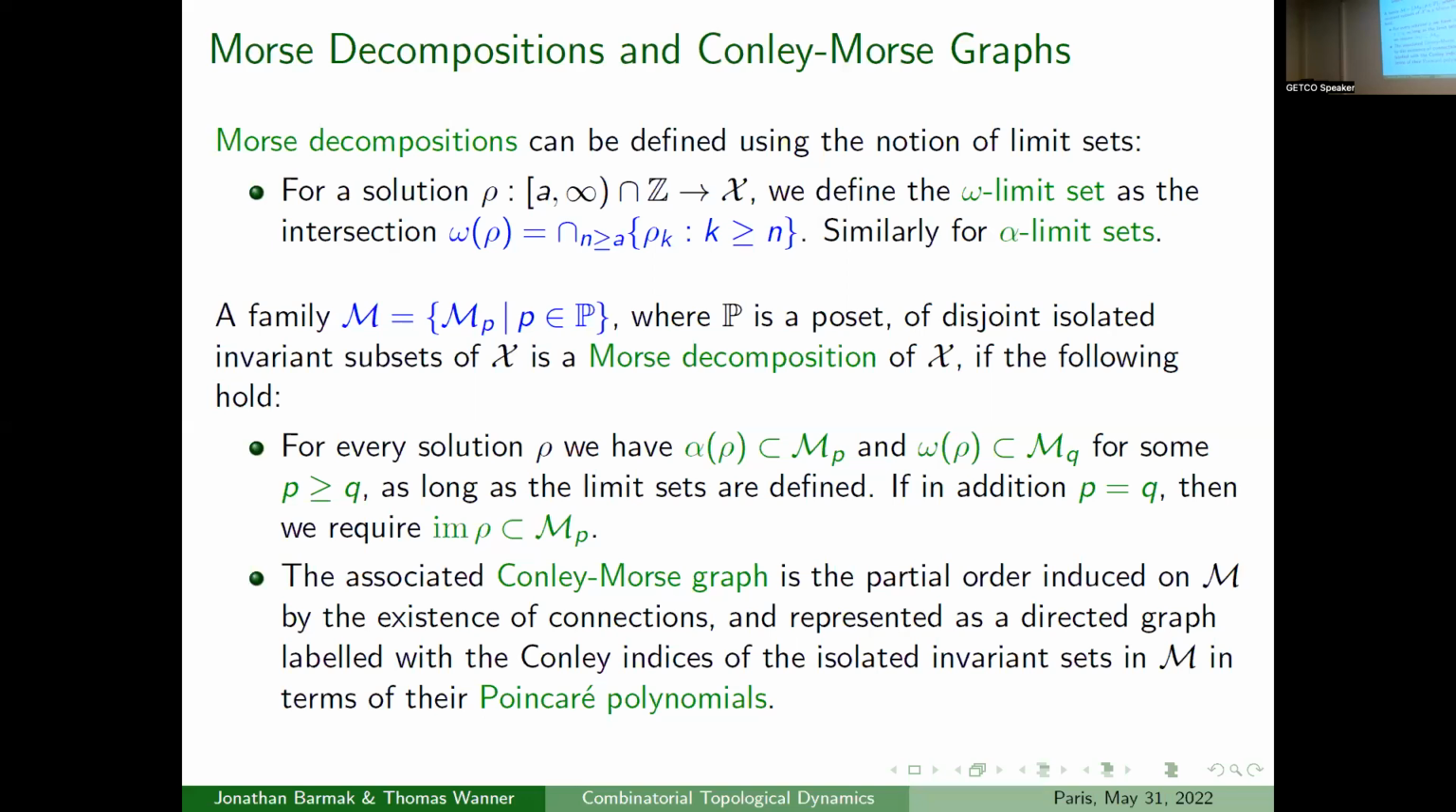And that now allows me, if I'm given a combinatorial vector field, once I can find the finest Morse decomposition, this poset will describe the gradient dynamics in between, and I get a complete description of the dynamics of this combinatorial vector field. And so the associated Conley-Morse graph is really just a graph which has as vertices these Morse sets, and the order is given by the order of the poset.